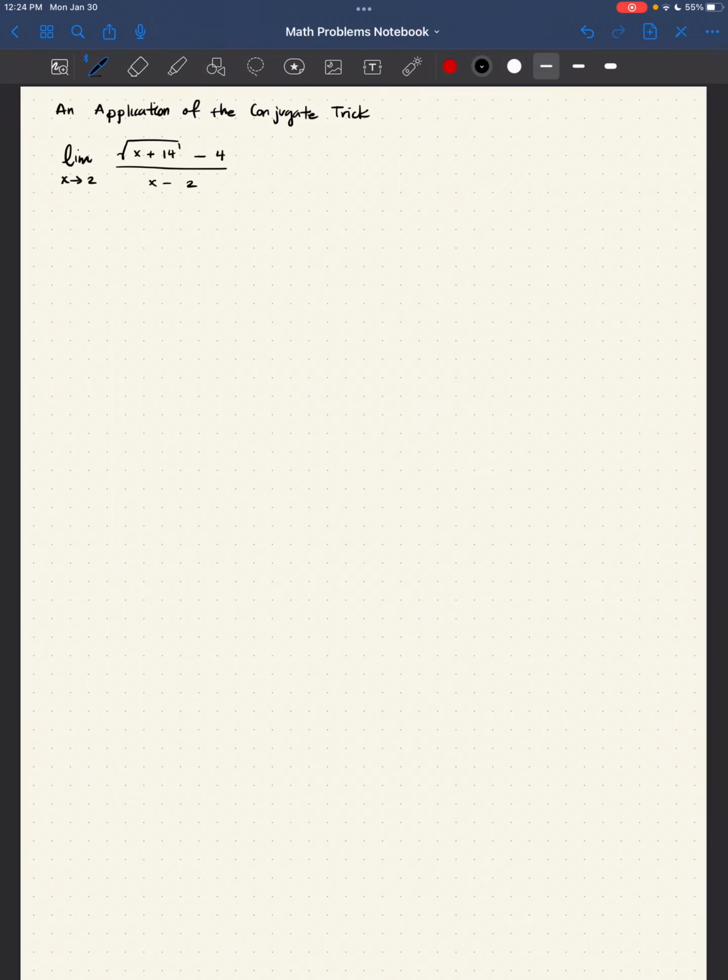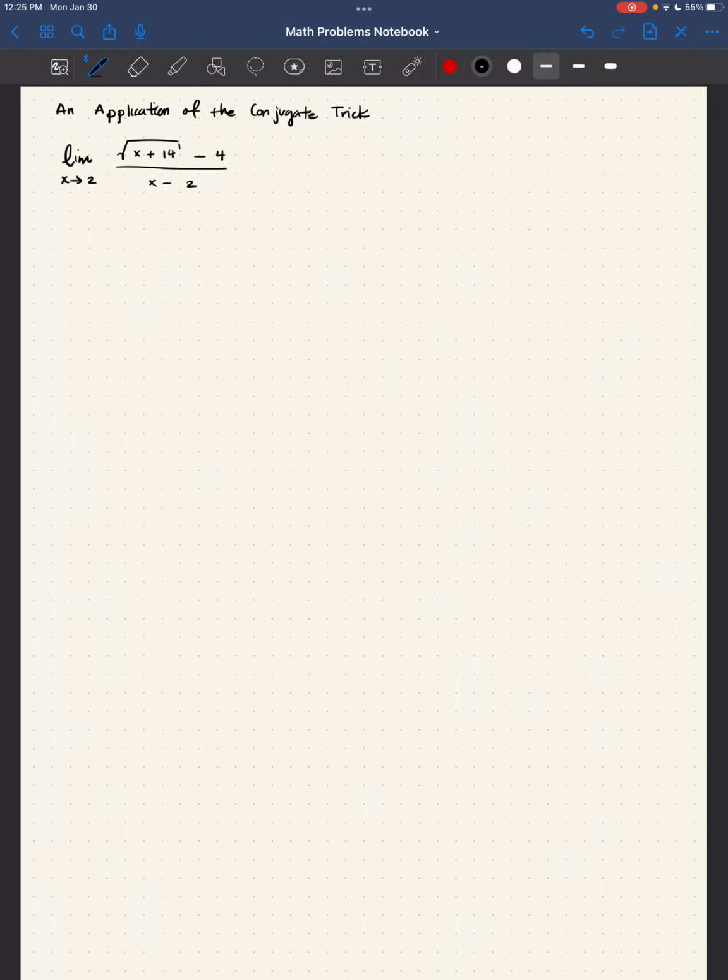Hello. So this time we're going to go over an application of the conjugate trick to calculate some particular limits. For the moment, let's suppose that we're interested in computing this limit given as a fraction that also contains a radical expression. Well, the first thing that one would try is a direct substitution, right?